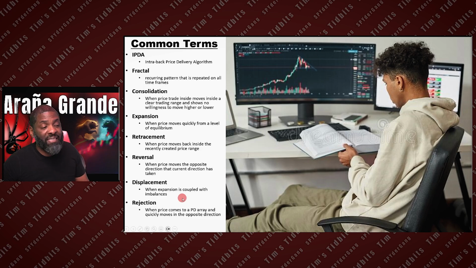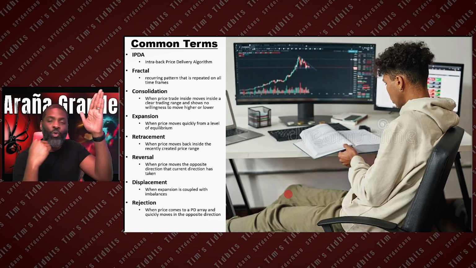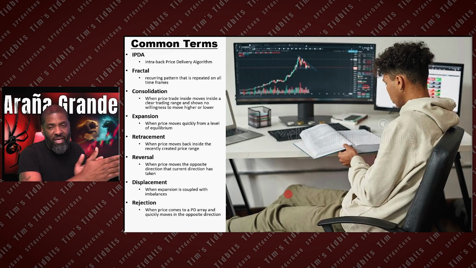Displacement, when expansion is coupled with imbalances. So when you expand so fast, you get a piow. I should have put that on the slide because that's my little nickname for displacement. Piow. Rejection, when price comes to a PD array and quickly moves in the opposite direction. So if you come up to a fair value gap and hit it like a brick wall and turn around and go the other way real fast, that's rejection. You hit a high and shoot off of it, leaving a long wick, that's rejection. If you hit a PD array and take off the other direction really fast, that's rejection.